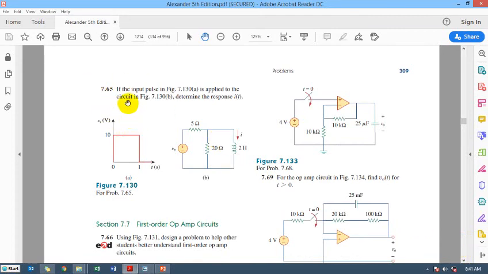End of the chapter. So this input pulse is applied at this position, just a pulse. That means what we have to do? We have to find out the current I for all time t greater than 0. So I will just show you the solution.